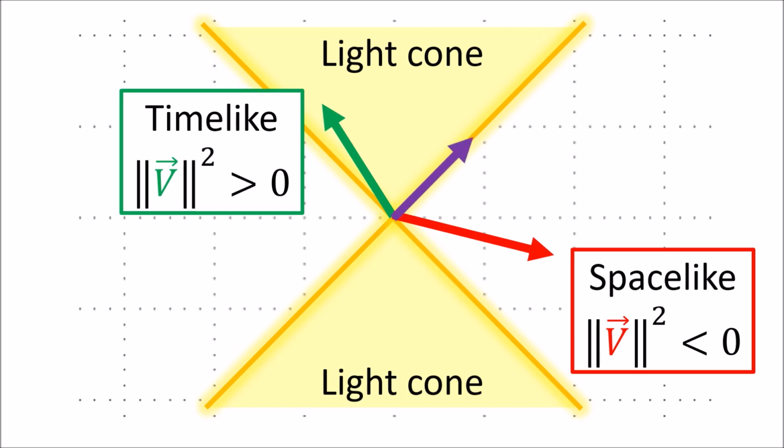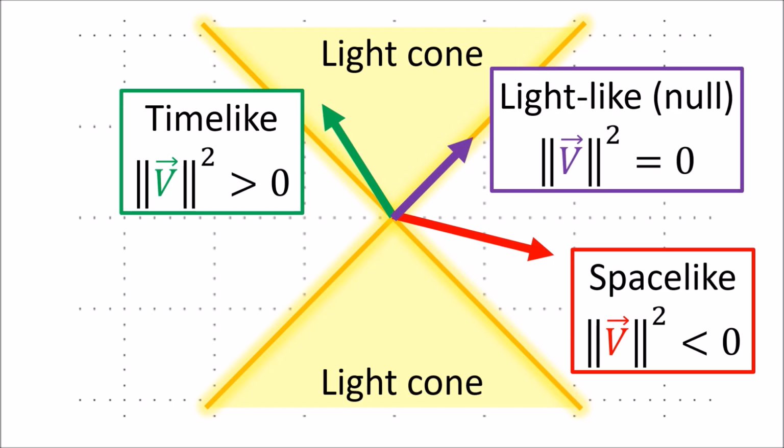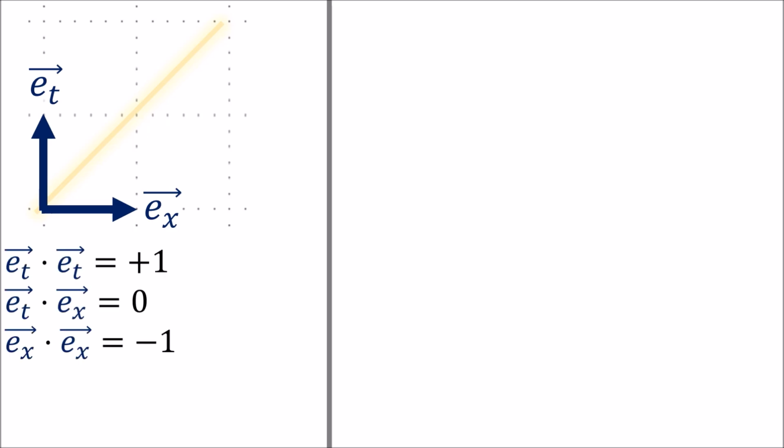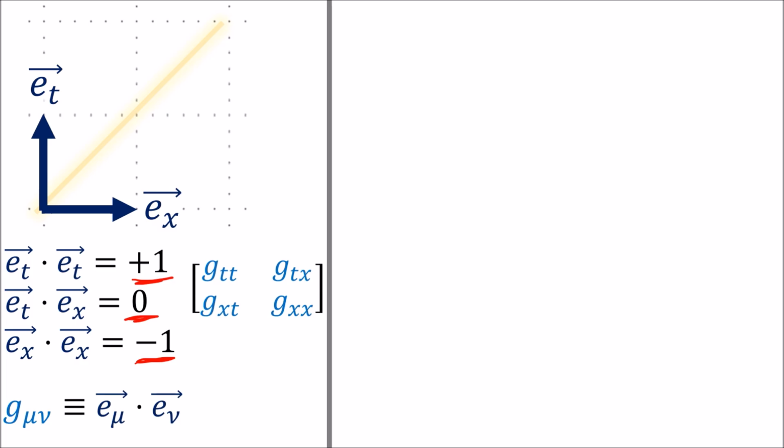And a vector right on the light cone is called light-like because it follows the path of light, or null, because it has a squared length of 0. If we look at a 2D flat spacetime with a time and x basis vector, ET is time-like with a squared length of +1, EX is space-like with a squared length of -1, and ET and EX are orthogonal, so their dot product goes to 0.